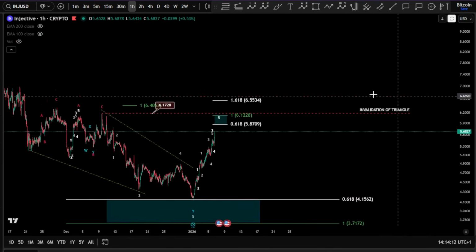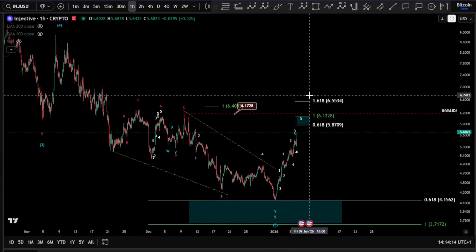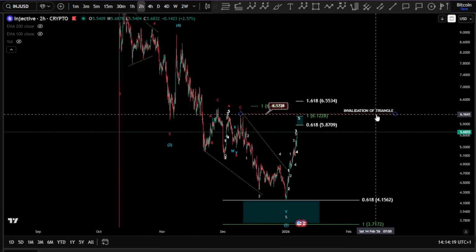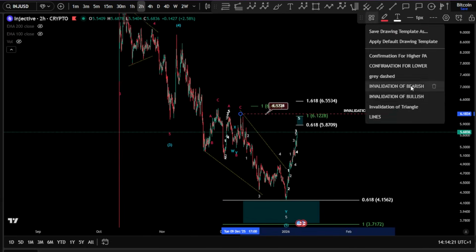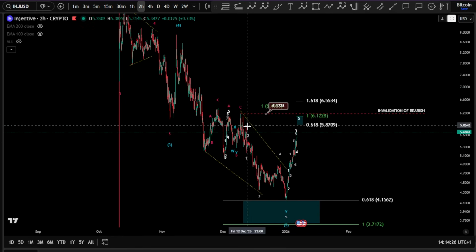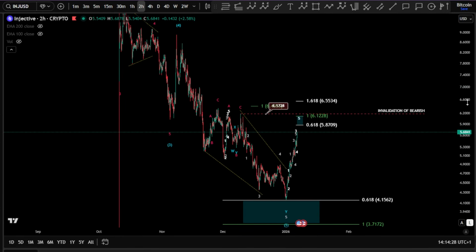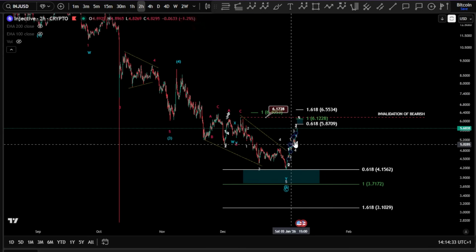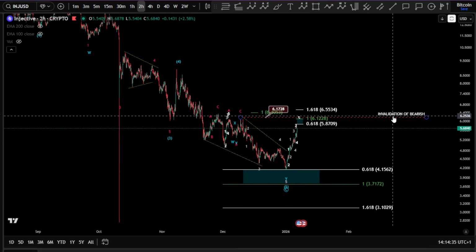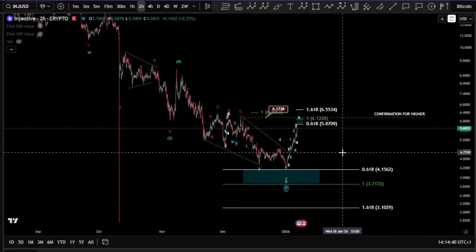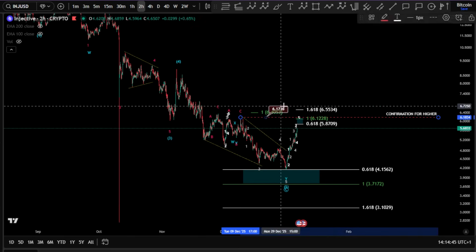Now, preferably Injective takes the invalidation of bearish. It was set as a triangle by mistake. So of bearish, because of course we might reach here a 1, 2, 3, 4, and a 5, but I doubt it. This is simply, of course, confirmation for higher. Now it's not invalidation anymore. It's a confirmation for higher. So yeah, preferably to be taken.